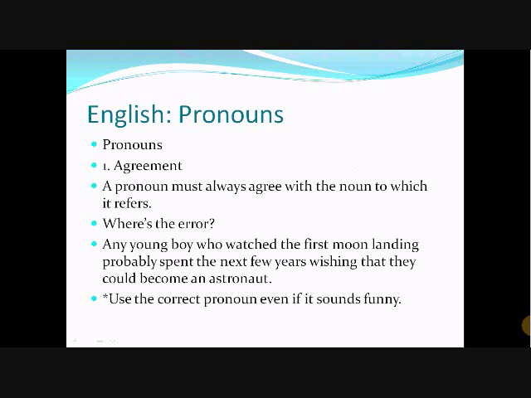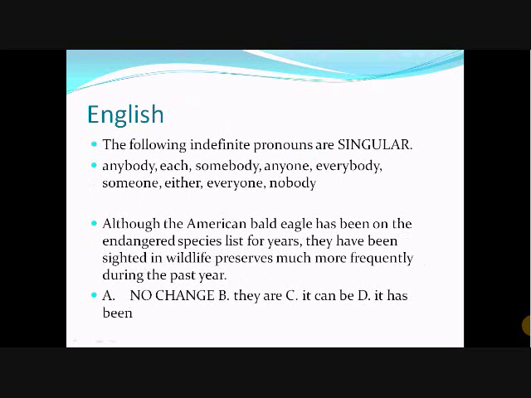The subject of this sentence is any young boy, and they represents that. So they is plural and any young boy is singular, so they should be corrected to he. And so use the correct pronoun even if it sounds funny. For instance, any young boy who watched the first moon landing probably spent the next few years wishing that he could become an astronaut. And that he might sound funny, but it's correct.